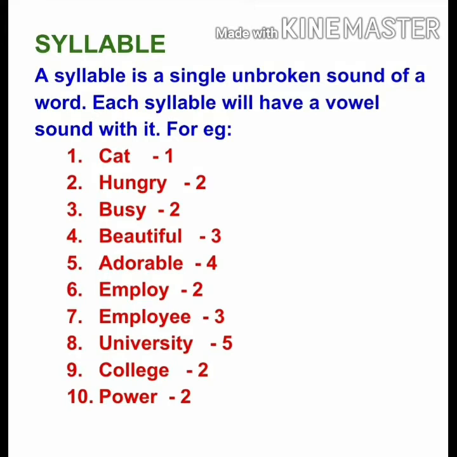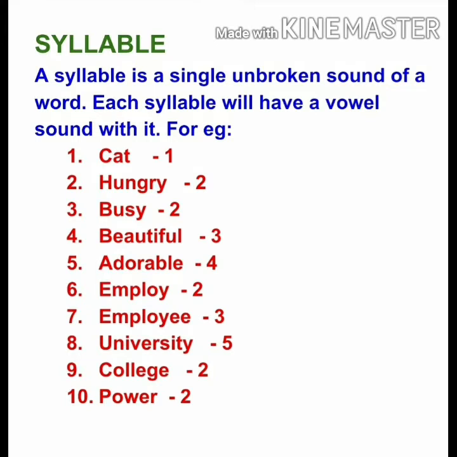Now let's look at the examples given below. Cat. When I say cat, I pronounce it without a break. Therefore, it has only one syllable. But when I say hungry, there's a slight pause after hung and then gry comes. Therefore, there are two syllables. When I say busy, bus, then a slight pause and then zy. Therefore, there are two syllables.